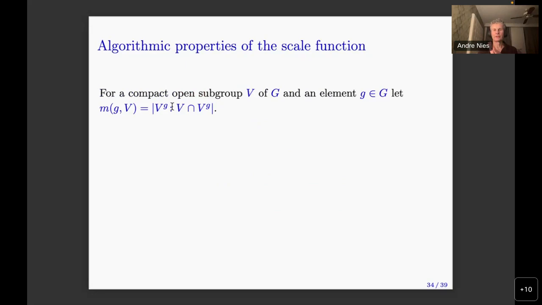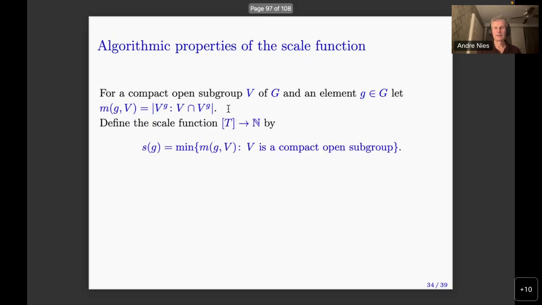That concept was introduced by George Willis in 1994 in what could be seen as a founding paper or collection of papers for the modern theory of TDLC groups. So let's define m(g, V) as the index of V intersect gVg^-1 in V. Since all this is compact, the index is certainly finite, and the scale is the least such number, so the minimum over all m(g, V), where V ranges over the countably many compact open subgroups.